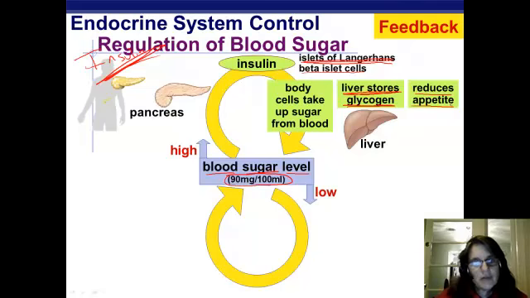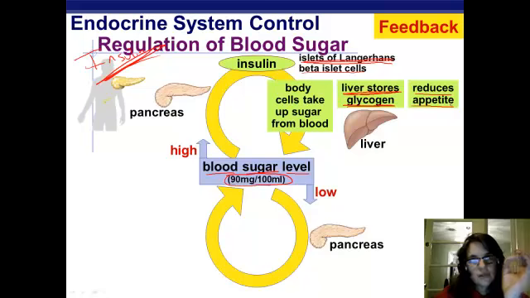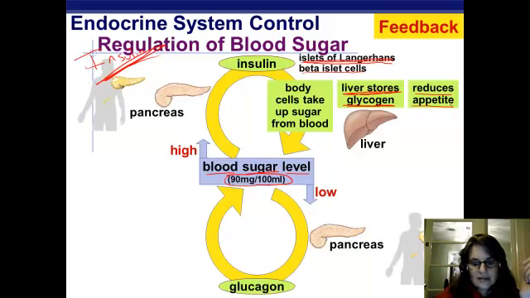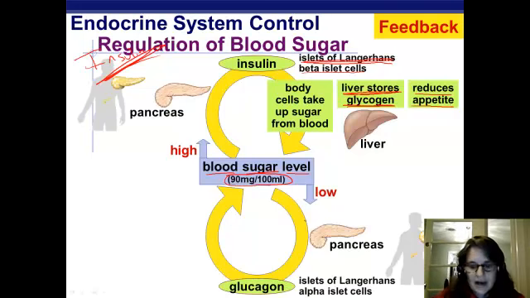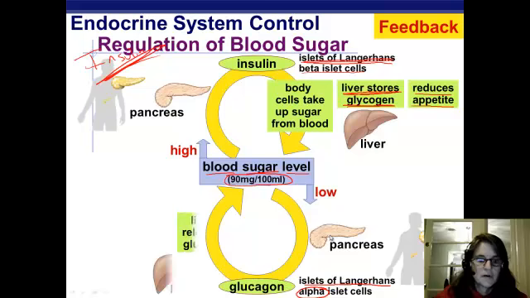But suppose our blood sugar level gets too low. The pancreas, once again, would recognize that and secrete this time a different hormone, and it is called glucagon. What's it called? Glucagon. Okay? Also secreted by the islets of Langerhans, but there are different cells in there. This time it's alpha cells, but all in the pancreas that are secreting this hormone.